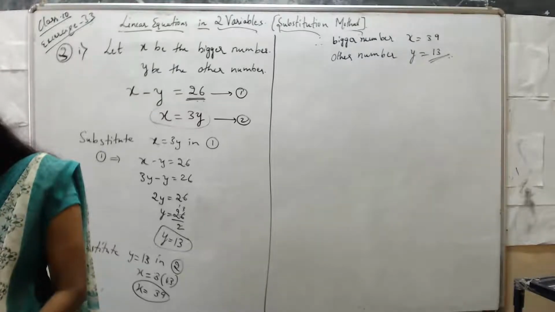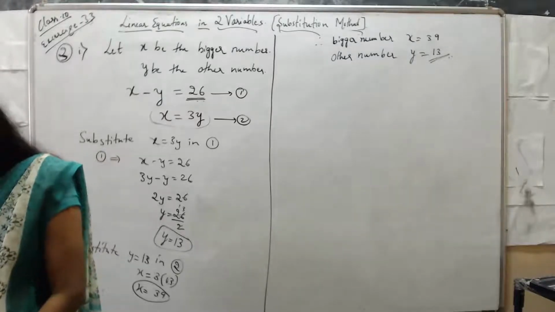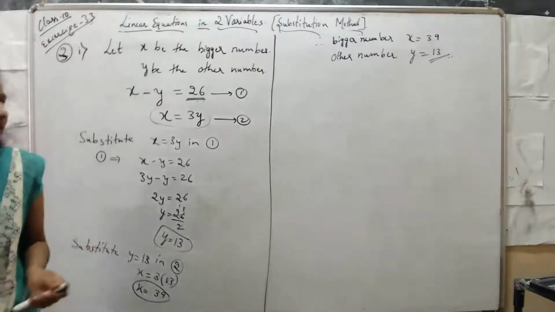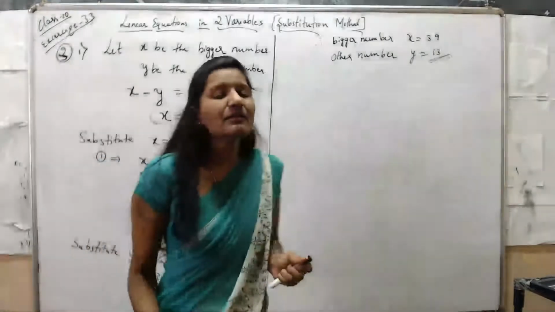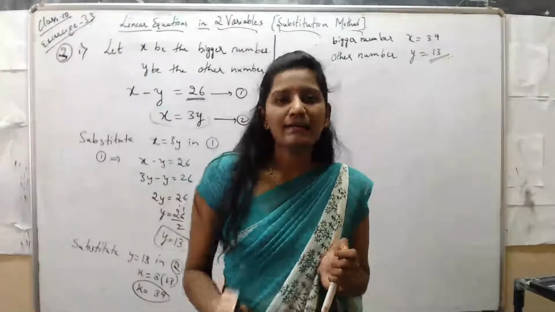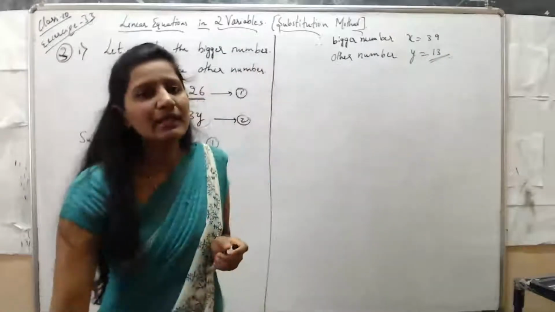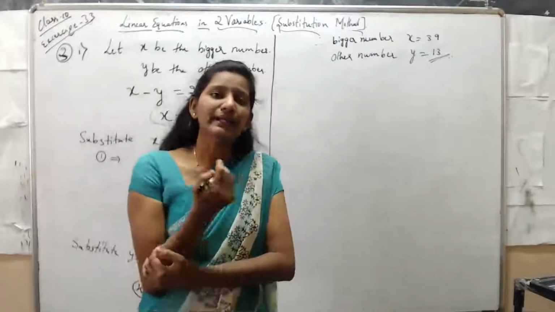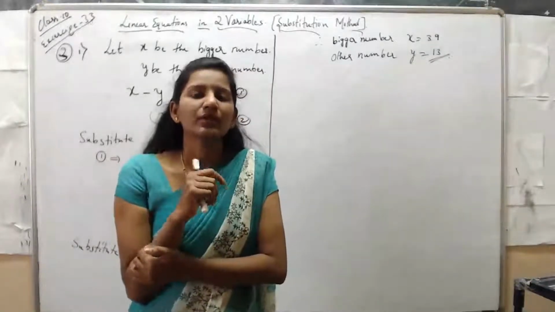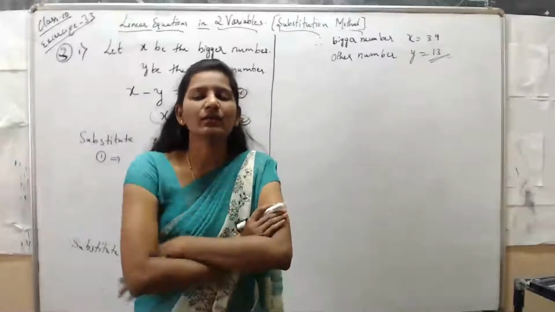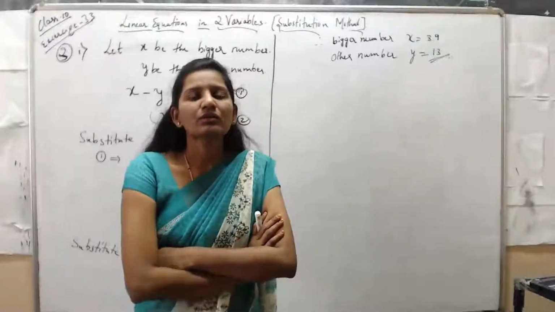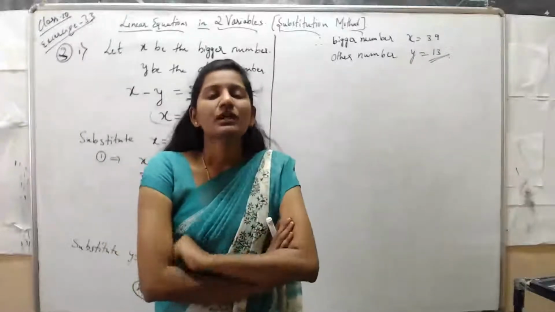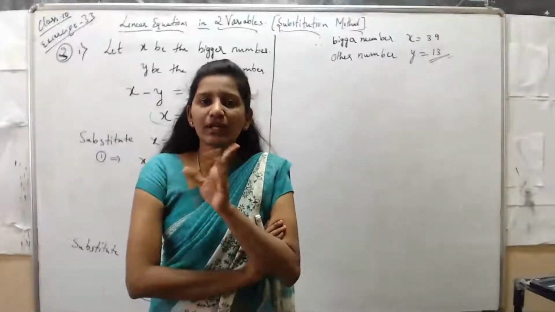Supplementary angles. So what are the supplementary angles? The sum of two angles is 180 degrees. Means 90 plus 90, how much? 180. And 110 plus 70, how much? 180. Like that, the sum of two angles is 180. Understood?